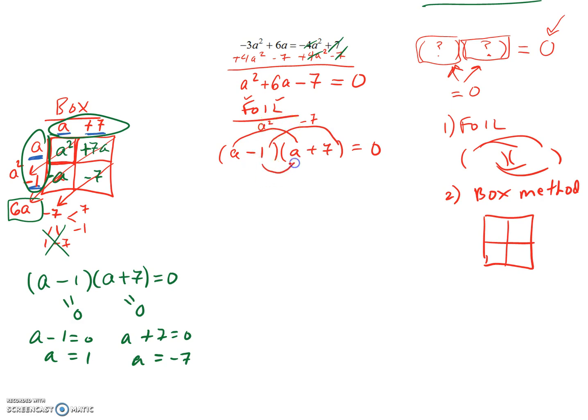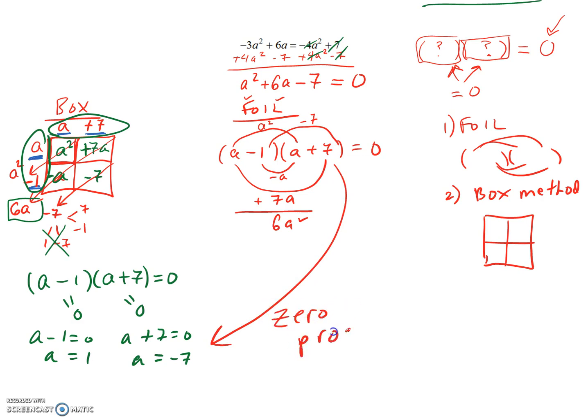Now what you want to check is the inside and the outside, the O and the I in FOIL. This is going to determine whether or not you have the middle term. So negative 1 times a will be negative a, and a times 7 will be 7a. When you add those together, you'll see you'll get 6a, and it checks out. That's exactly what I needed. Okay, so there you go, another method to get to a factored form. And once again, you would solve this using the exact same strategy here, using the zero product property.